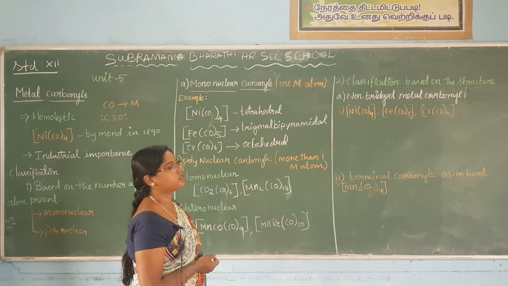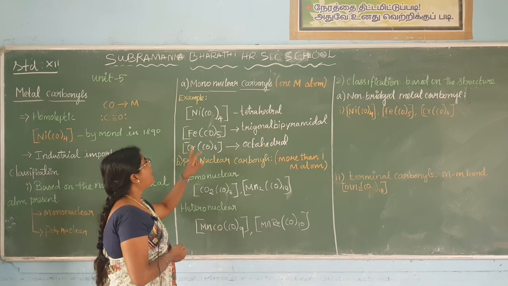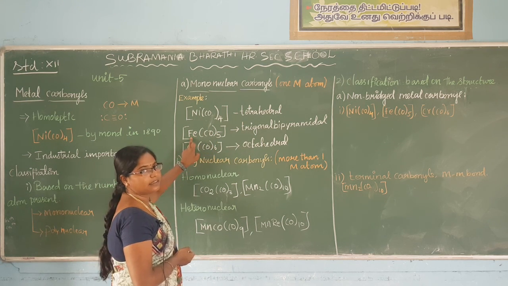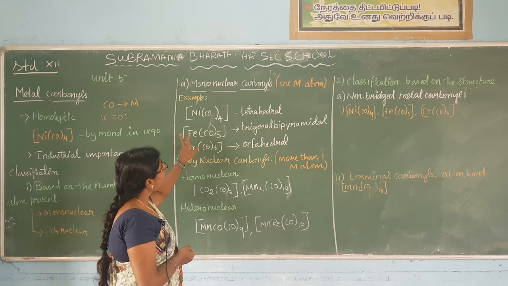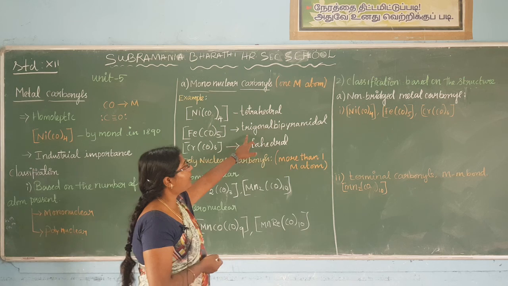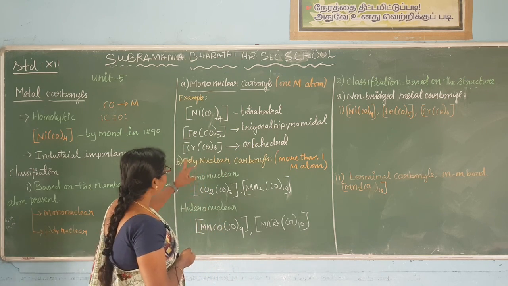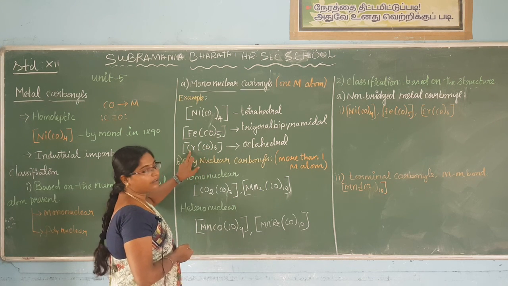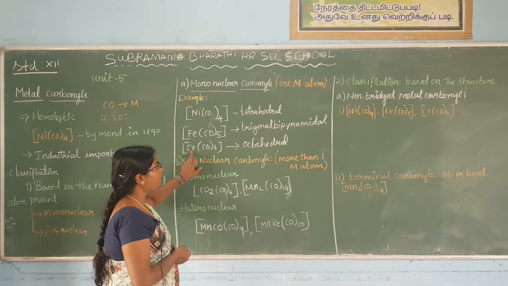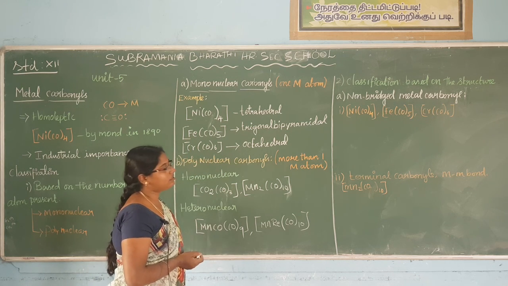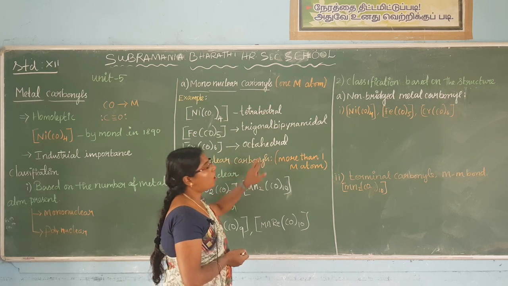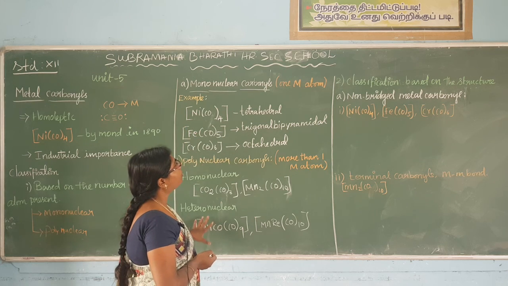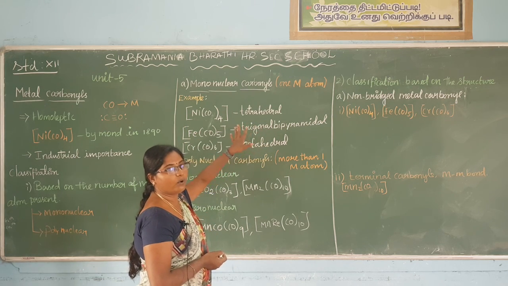It will have simple structures only. The next one is iron pentacarbonyl. In this case also only one kind of metal atom is present, that is iron. The shape of this molecule is trigonal bipyramidal. The next one is chromium hexacarbonyl. The metal atom here is chromium, and it is attached with 6 carbonyl groups. So it has an octahedral shape. These are all the mononuclear carbonyls and these are the structures that they possess.